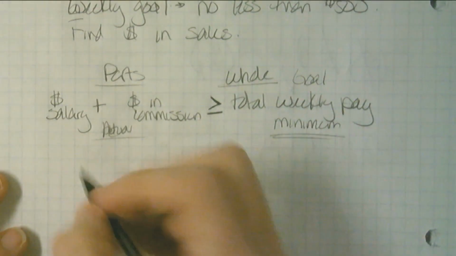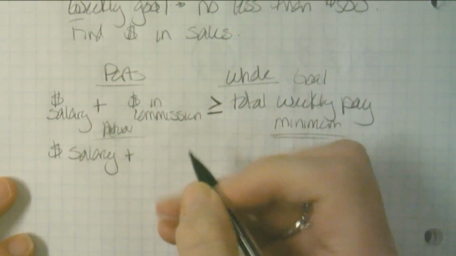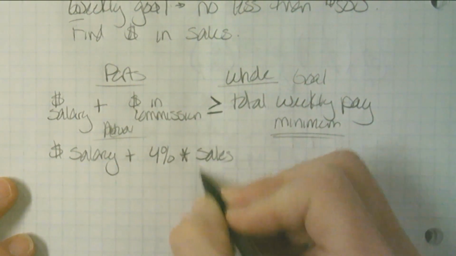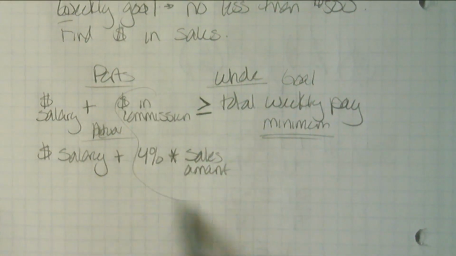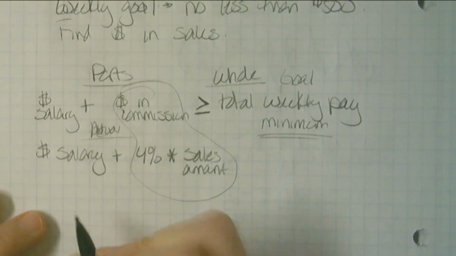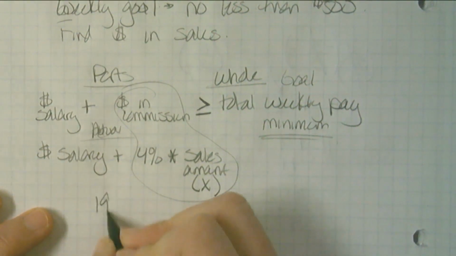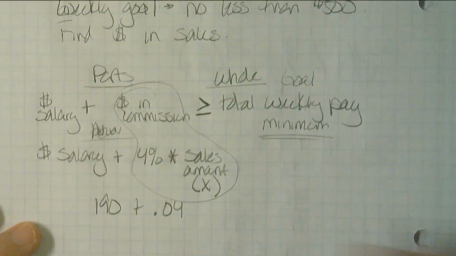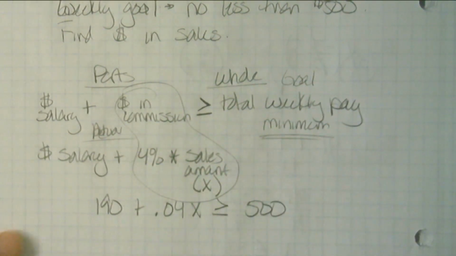All right, so let's write down how I do this. I have my money in salary plus that 4% times our sales amount. That is how you find commission. It's a percentage times that sales amount. So I end up with, well, I don't know my sales amount, there's my X. So I end up with 190 plus, well, 4% is 0.04 times X is greater than or equal to 500.